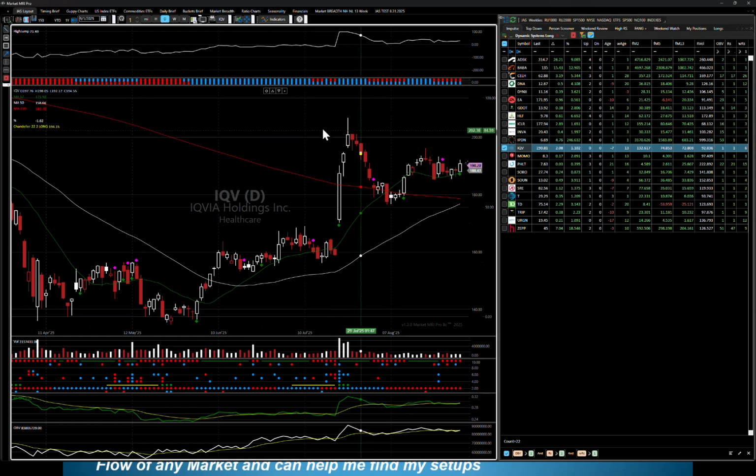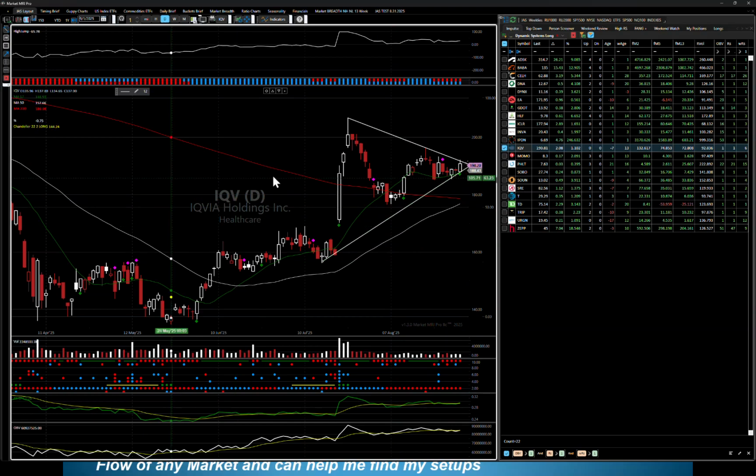IQVIA is a competitor of mine. They're probably the standard. It is a healthcare information company. When a drug company is trying to project their earnings going forward to Wall Street, this is one of the companies that's supplying them data. This thing's ready to break out or break down. I mean, it's got a new signal there. It doesn't have much going on here, so I might be sitting and watching it. But this is a big company.